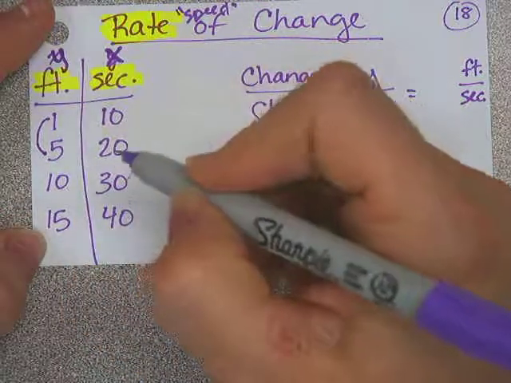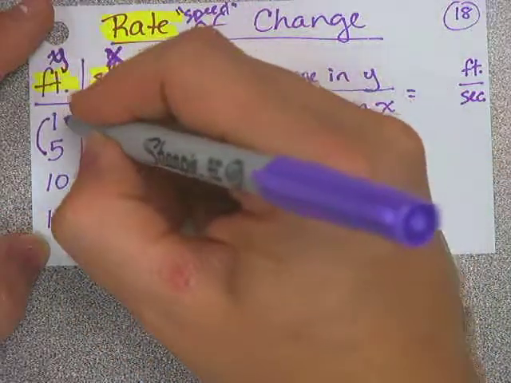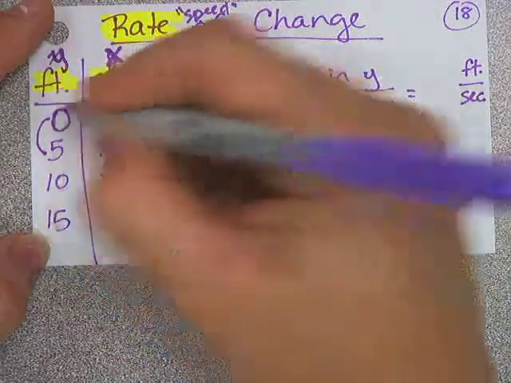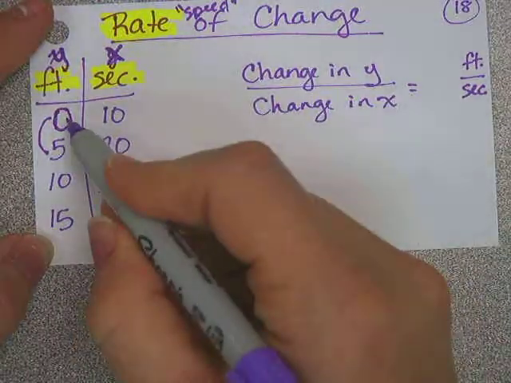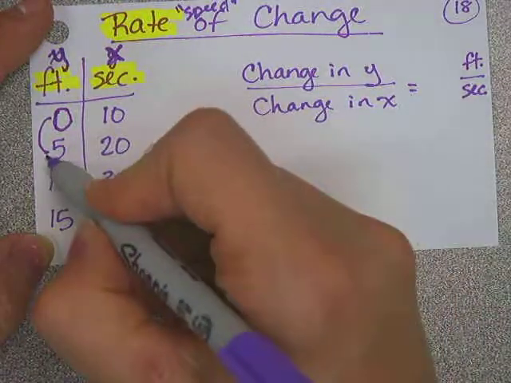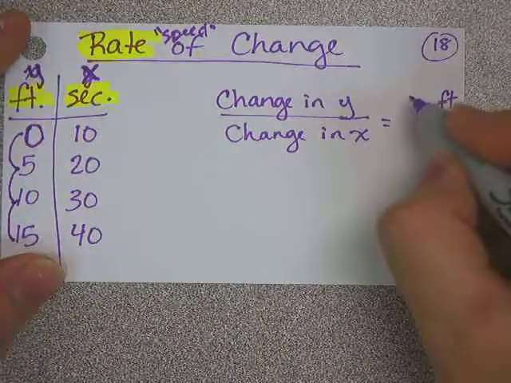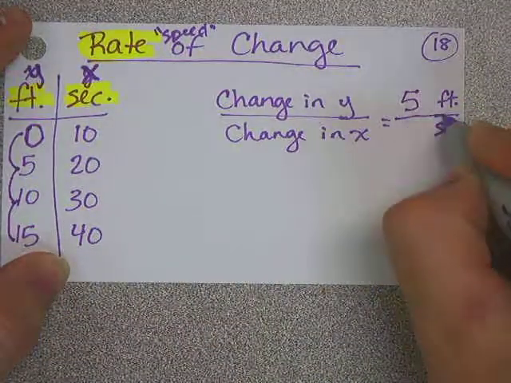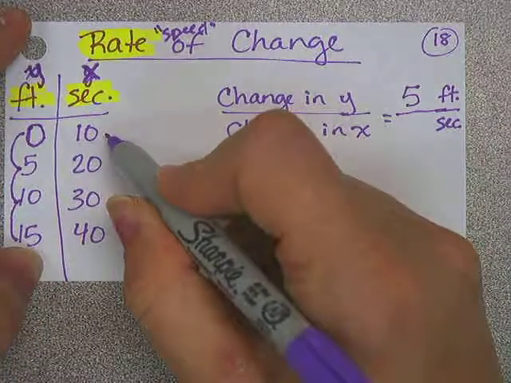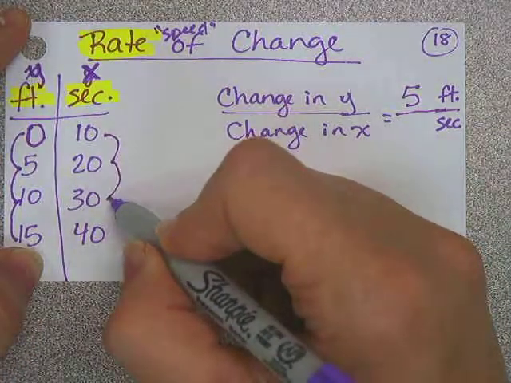So if you go over here, what is the change in feet? Oh boy, I'm really messing up. This 1 needs to be a 0. So from 0 to 5, it went up 5. From 5 to 10, it went up 5. From 10 to 15. So we went 5 feet, goes on top.